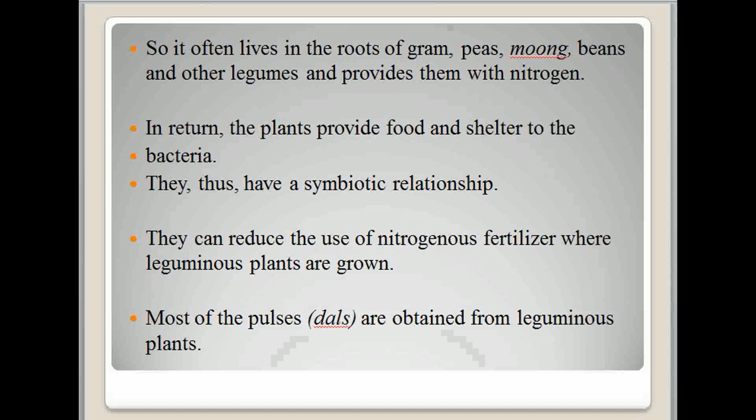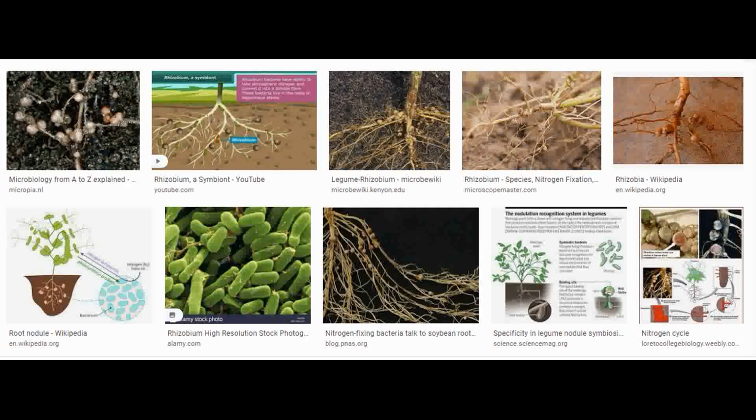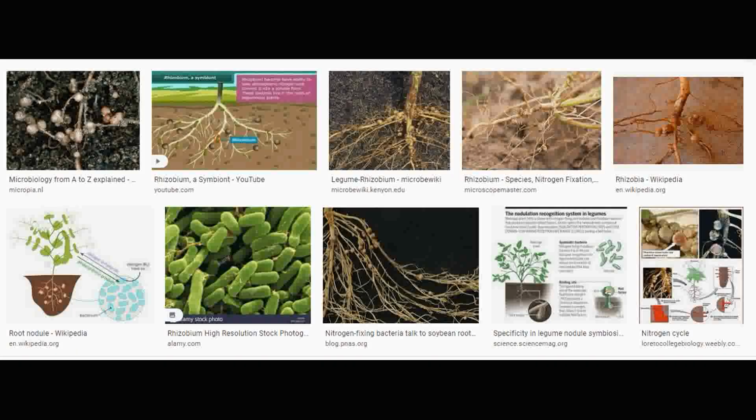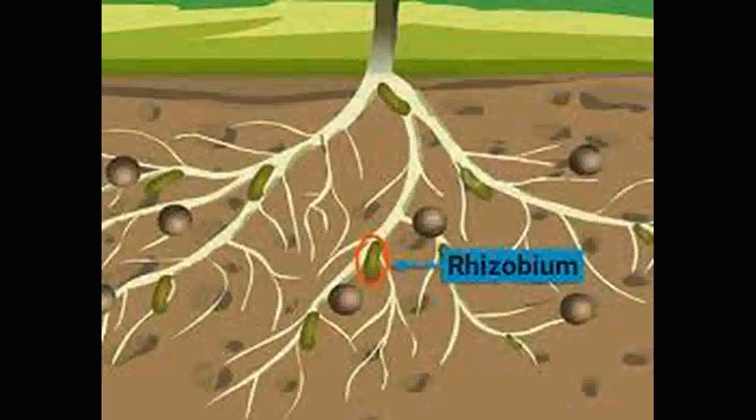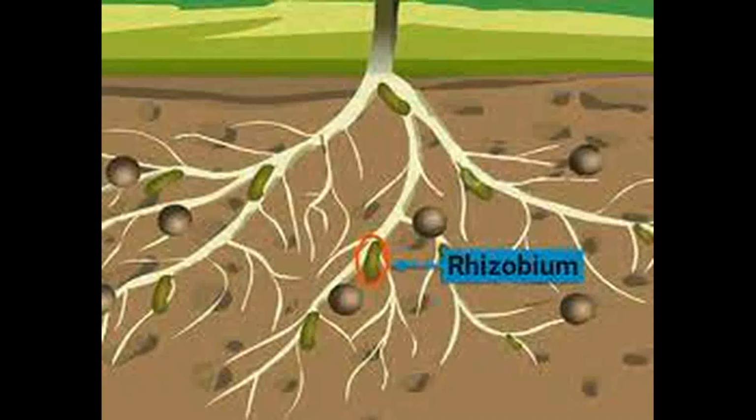So it often lives in the roots of gram, peas, mung, beans, and other legumes and provides them with nitrogen. In return, the plants provide food and shelter to the bacteria. Thus, they have a symbiotic relationship. They can reduce the use of nitrogenous fertilizer where leguminous plants are grown. Most of the pulses are obtained from leguminous plants.